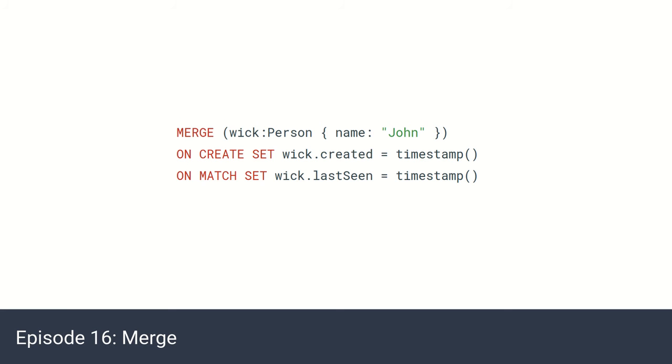This is an example on how we can do both using merge. When the pattern or expression is not found in the merge, it will set John Wick's created property to the current timestamp, and if matched, it will update its property last seen to the current timestamp. Else, nothing will be updated.